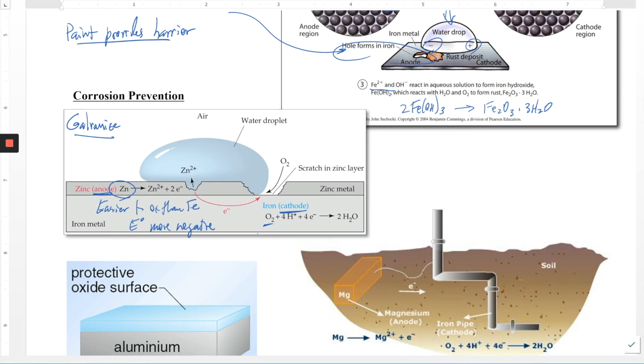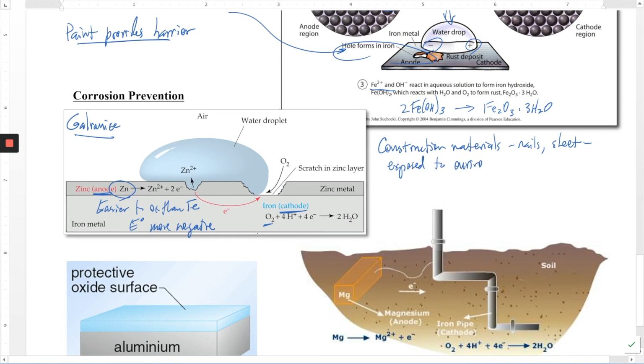And so we're going to see this used in any construction materials, things like nails, iron sheet, that have to be exposed to the environment. And that will protect the iron from rusting.